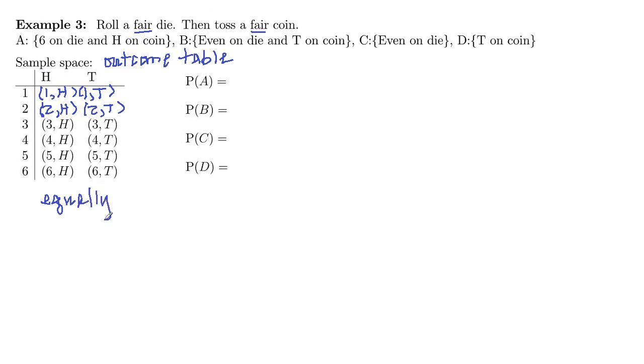So that means we can use our shortcut in computing probabilities. So A is a 6 on the die and a heads on the coin. So if we get a 6 on the die and a heads on the coin, that's just this one outcome. That's A. So this is the probability of getting 6 heads.